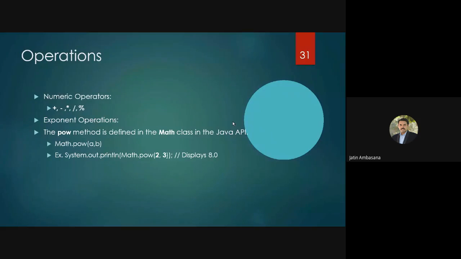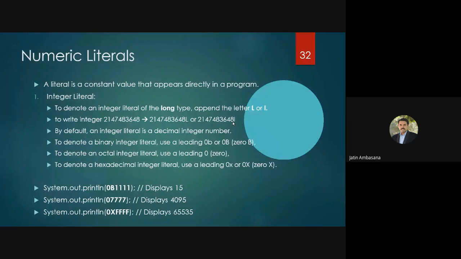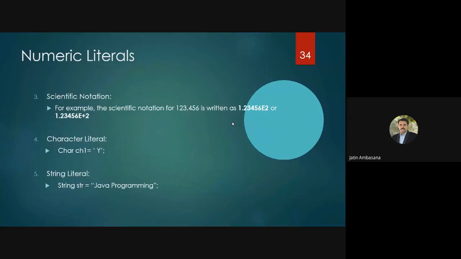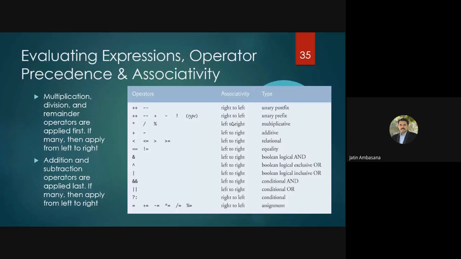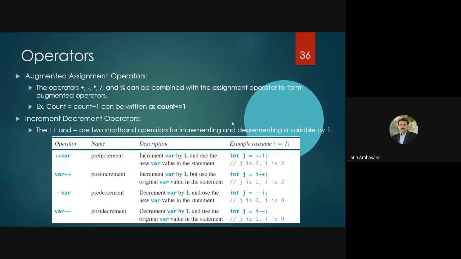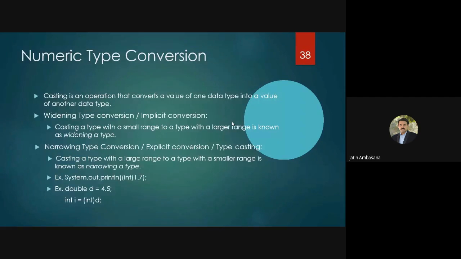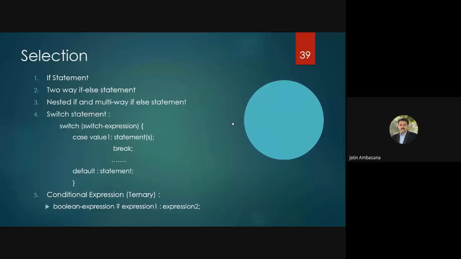Then how to do various mathematical operations, how various numerical literals behave, and how floating point and double literals behave specifically. Then what the different notations of literals are, how the operators behave, and their precedence. Then we saw various operators, and simple numeric type conversion, how to do conversion.